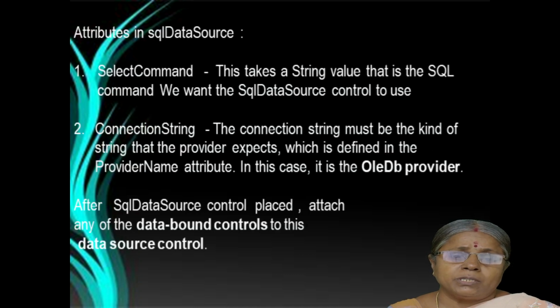The attributes used in SQL data source: first one, SelectCommand. This takes a string value, that is the SQL command we want to use to manipulate data. ConnectionString: the connection string must be the kind of string that the provider expects, which is defined in the provider name attribute. After the SQL data source connection is attached to any application, we can include a data bound control bound to the data source control.